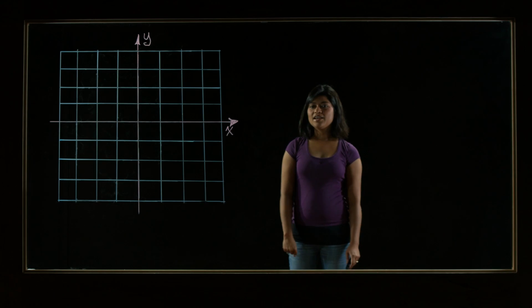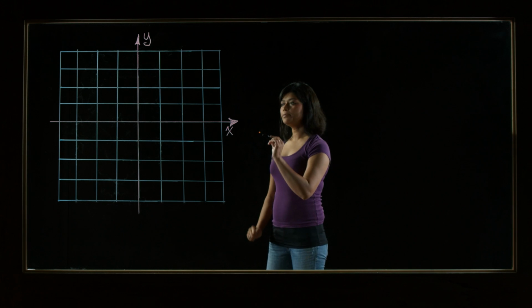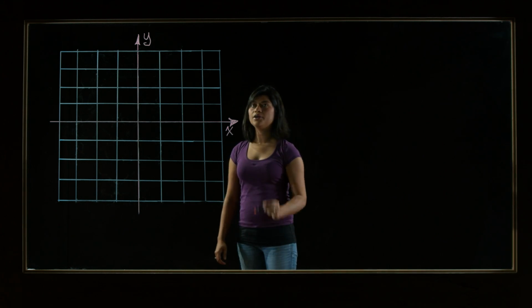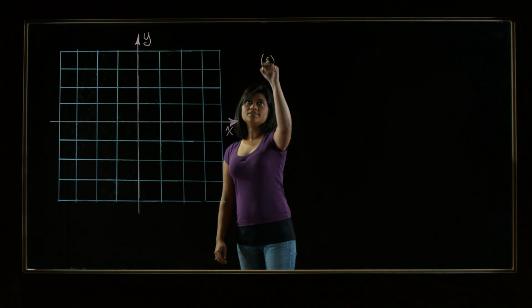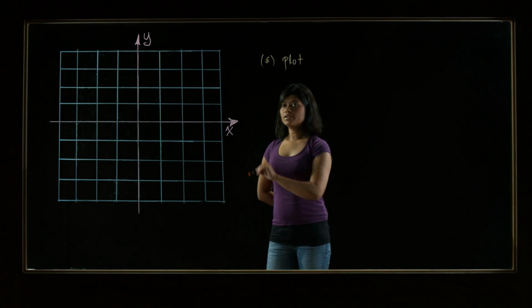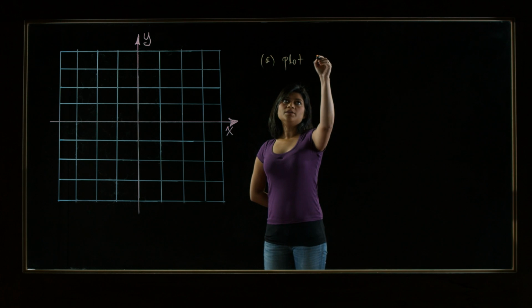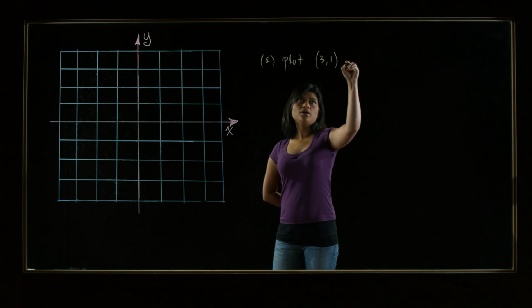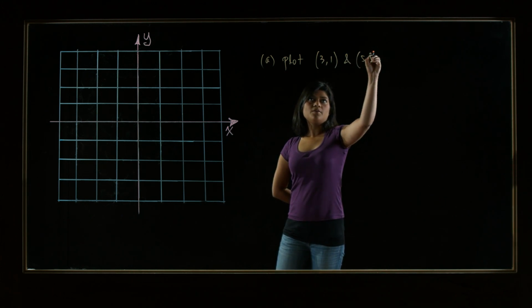Hi, I'm Dr. Papya Bhattacharjee, and we have a three-part problem that we're going to solve now. Part A is that we have to plot 2 points on the Cartesian coordinate system, and the points are (3, 1) and (5, 5).